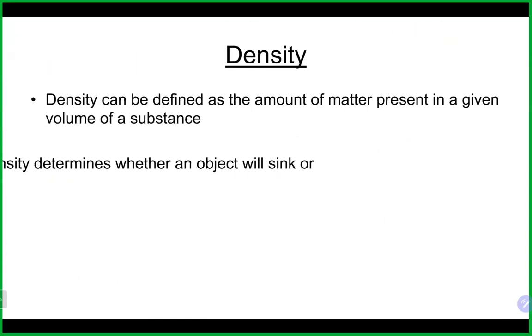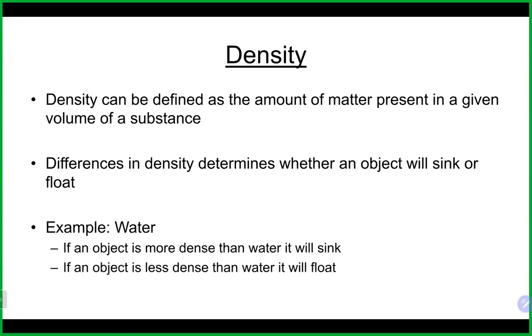All right, the next thing we're going to talk about is density. Density is defined as the amount of matter present in a given volume of a substance. The differences in density, for example, determine whether or not an object will sink or float. If we take water, for example, if an object is more dense than water, it will sink. If an object is less dense than water, it will actually float.